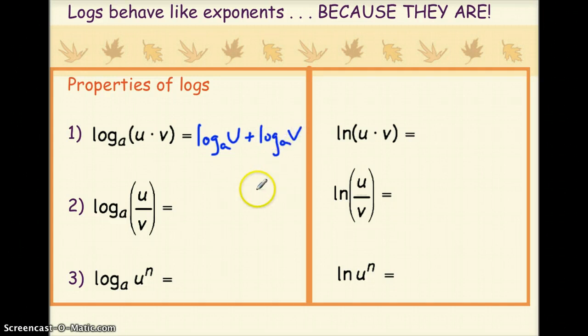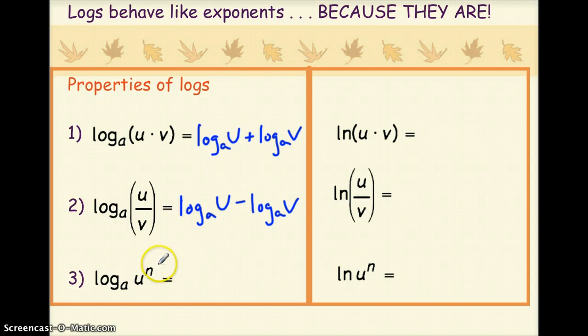It's a lot like exponents when you are multiplying, like x squared times x to the third. You add the exponents. It's very similar to that. Multiplying expands into addition. Division would expand into subtraction. So we would have log base A of U minus log base A of V. So that's very similar to exponents.